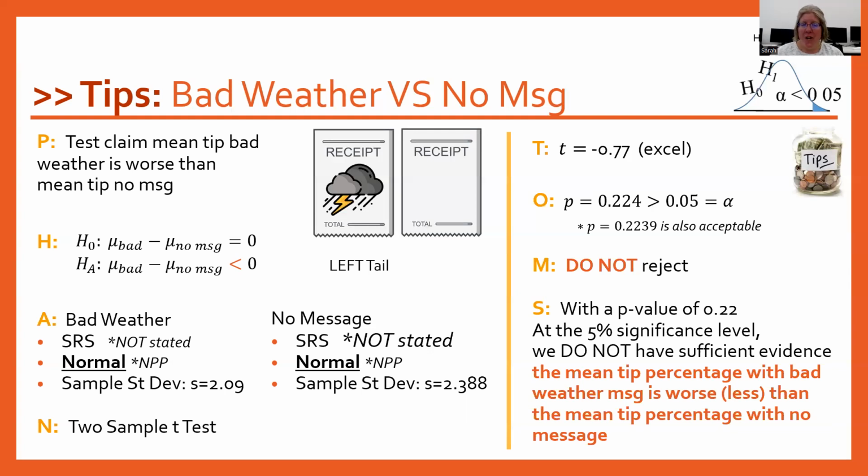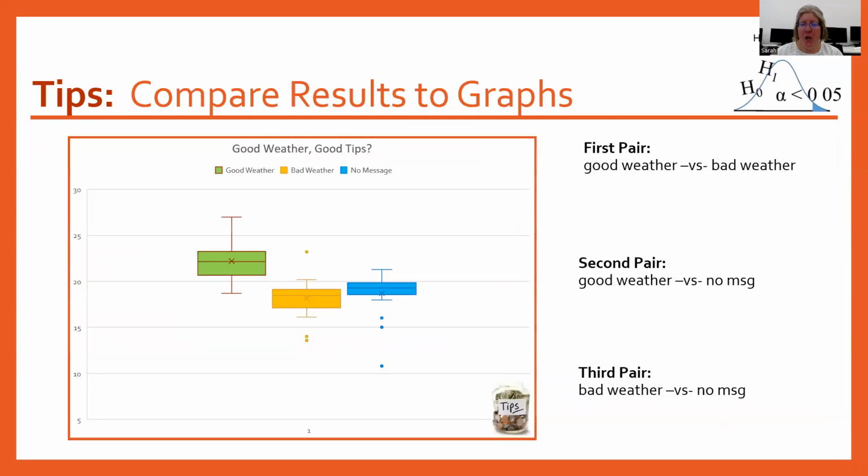Okay, so there's kind of our three conclusions. And if we go back to looking at our box plots, those results should make a lot of sense. The good weather versus either the bad weather or no message is a pretty big jump. Hence, we got the do reject. There is a difference there. The bad weather and the no message, that x-bar there, or the mean, is very, very similar. And that's where we got the do not reject. Those means are just simply too close to each other.